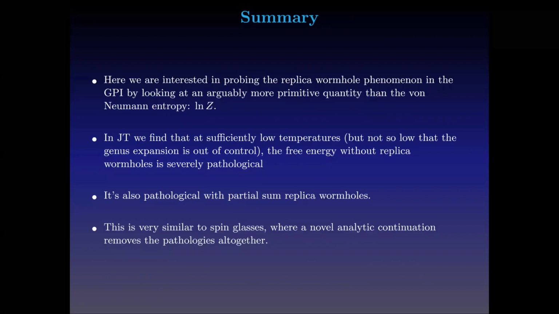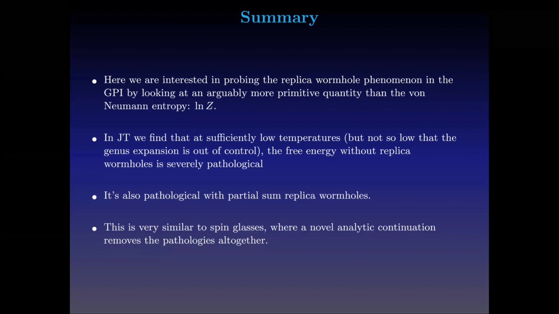So what have we done here? We were motivated by looking at the replica wormhole phenomenon in the gravitational path integral by looking at what I would argue is a more primitive quantity than the von Neumann entropy. And in fact, understanding this quantity better, log Z, and how it's computed by the gravitational path integral is, I would say, very important for the von Neumann entropy simply because this appears in the von Neumann entropy. As we've already seen, if you compute the von Neumann entropy of a pure state, you only get 0 if you also include this log Z replica trick correctly. Otherwise, you could end up with subleading corrections for the von Neumann entropy of a pure state.